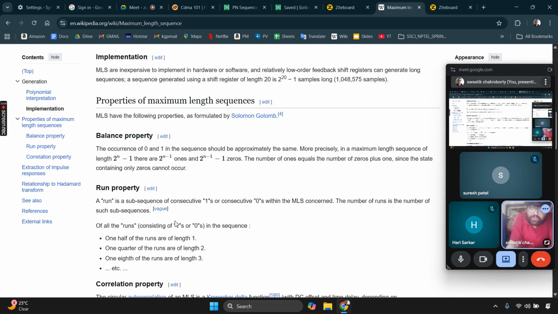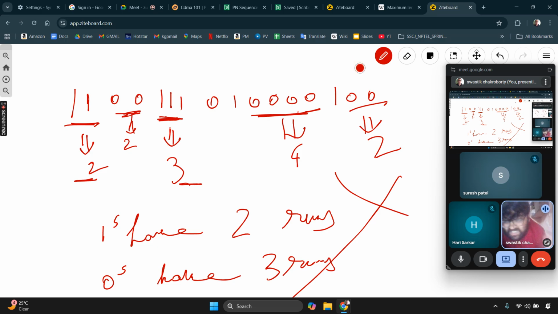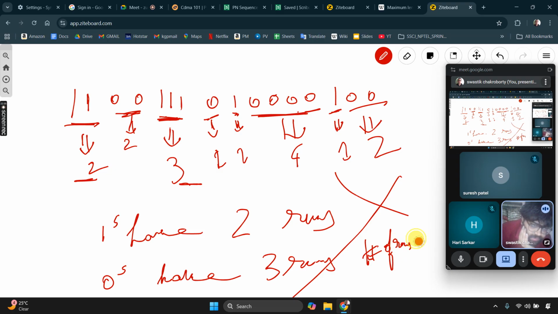One quarter of the runs are of length 2. Now let's consider the ones as runs also. So here is another run of 1, length 1. Here is a run of length 1. Here is a run of length 1. So how many runs are there here, be it of 1 or of 0? Let's not distinguish. There is 1 run here, 1 run here, 1 run here, 3, 4, 5, 6, 7, 8. There are 8 runs.